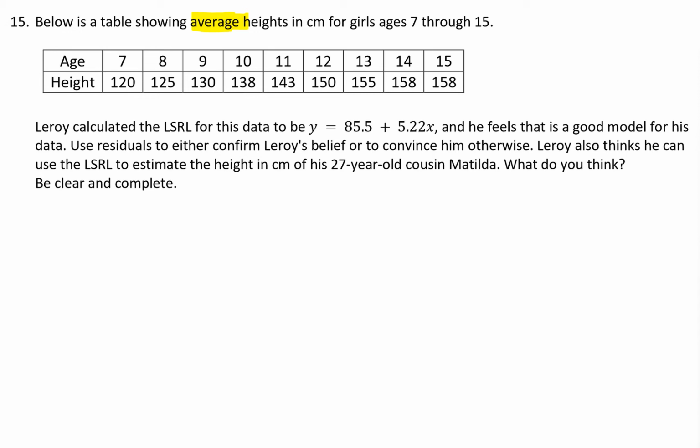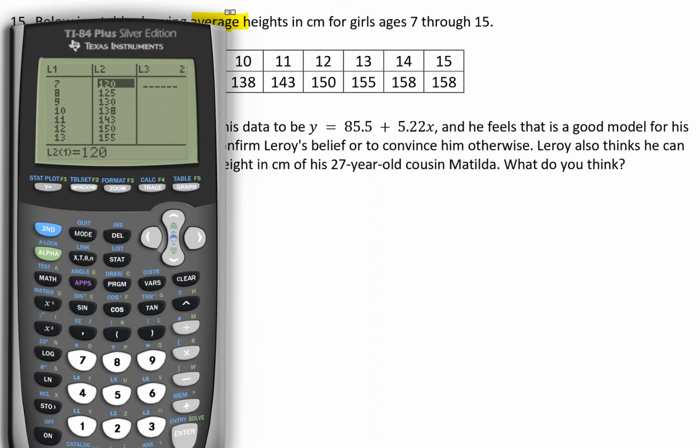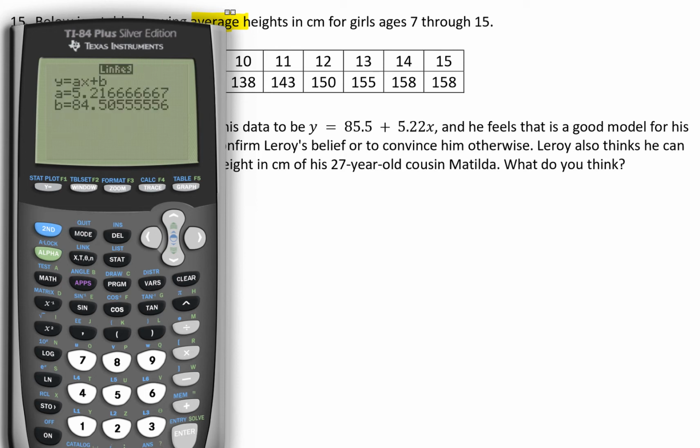It says that Leroy calculated the least squares regression for this data, and he found it to be y equals 85.5 plus 5.22x. So I want to quickly confirm that. I've already entered the data using stats edit, but I'm now going to hit stats, go over to calc, and go down and perform a linear regression. So I'll hit number 4 and enter that. And when I do that, I get that the y-intercept is indeed about 85.5. I'm sorry, the slope is about 5.22.